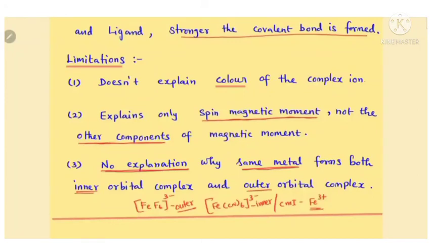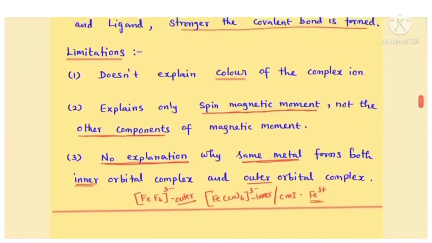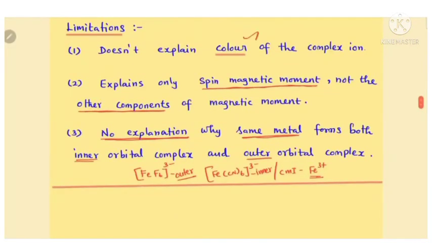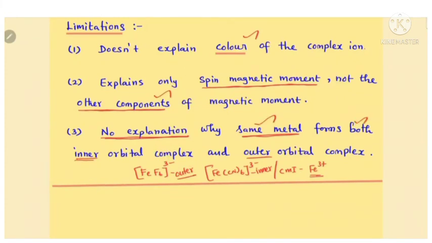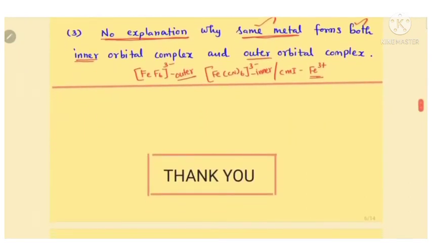Why this happens is not explained by valence bond theory. Okay, so these are the three limitations of valence bond theory: no information regarding color, not explaining other components of magnetic moment, and why the same metal ion is forming both types of complexes. Okay, right. I hope you understood about the various postulates of valence bond theory. Right. Thank you.